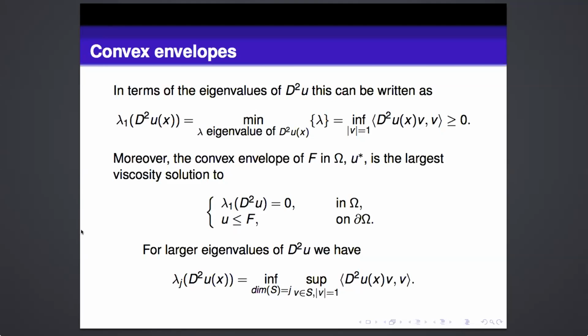Okay, for other eigenvalues, not only for lambda 1, you have this formula. This formula comes from elementary linear algebra. You take your n times n symmetric matrix, you multiply by v times v, and you compute then the infimum among subspaces of dimension j, and the supremum among vectors in the subspace. And this inf sup gives you the j eigenvalue if you order the eigenvalues.